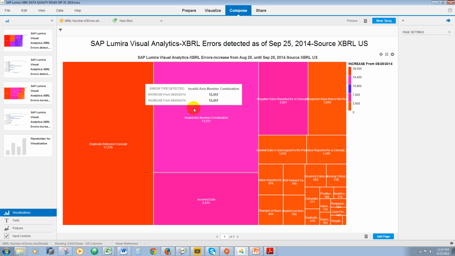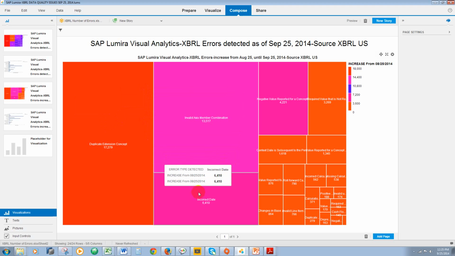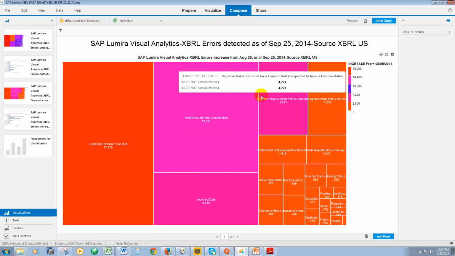and then we have invalid access member combination. The growth is 13,517 over a period of 1 month, which is huge in number. And then we have incorrect date, which is 6,410, the growth within a month, which is also very large. And then we have negative value reported for a concept that is expected to have a positive value, and the growth is 4,221, which is quite large.